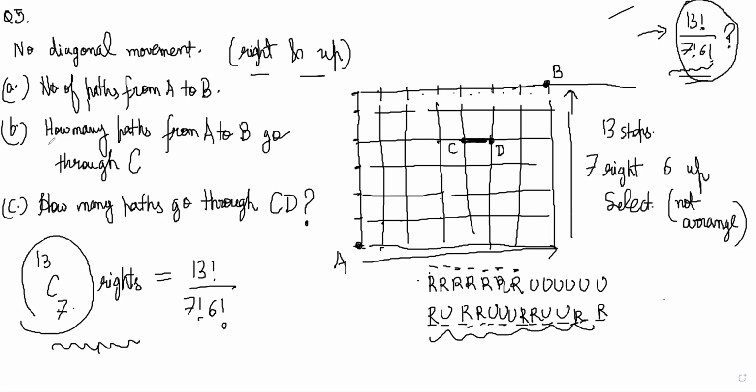So now, second part, how many paths from A to B go through C? You have to go through C now. You have to reach C and then go from C to B, right?